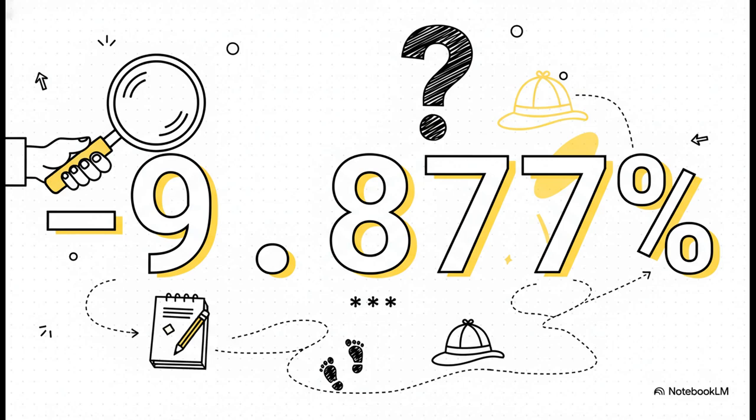A negative 9.877, that's a nearly 10 percentage point penalty. And those three little asterisks, they're basically screaming at us that this finding is super solid, statistically speaking. So, looks like an open and shut case, right? Being a woman candidate means you get way fewer votes. But, in any good detective story, the first clue is never the whole story.